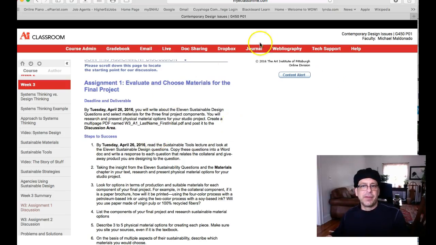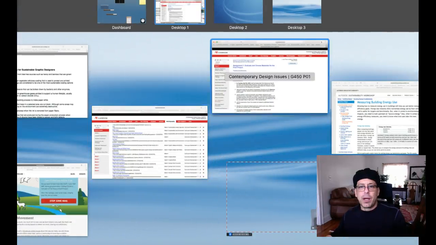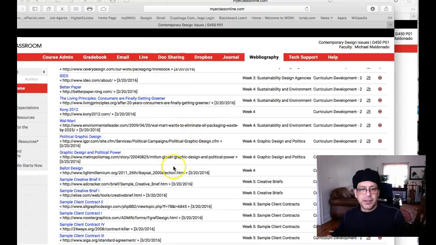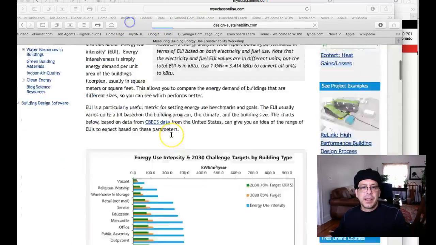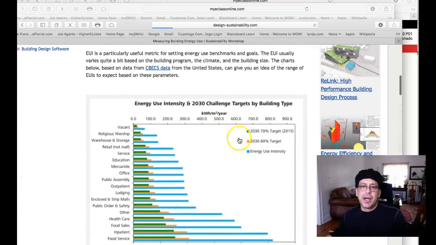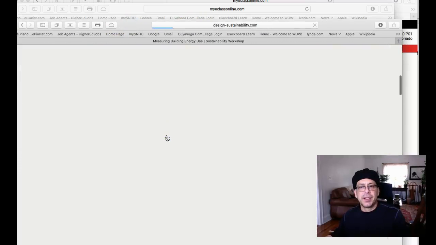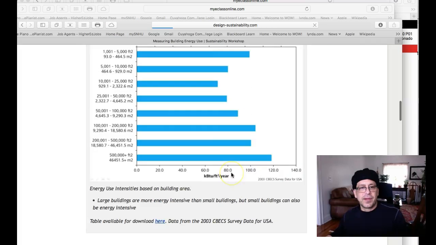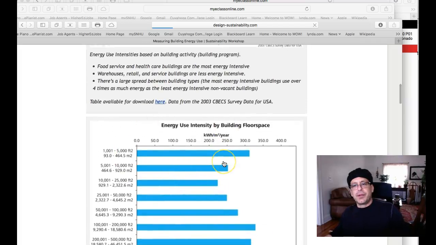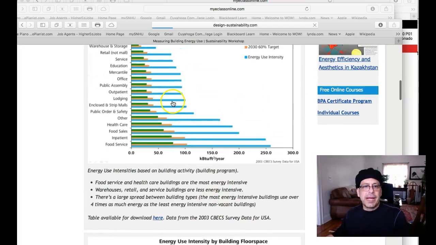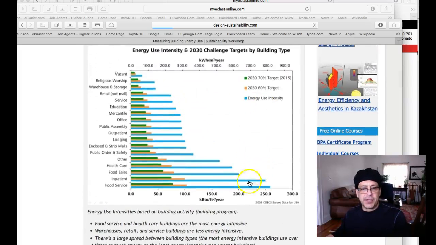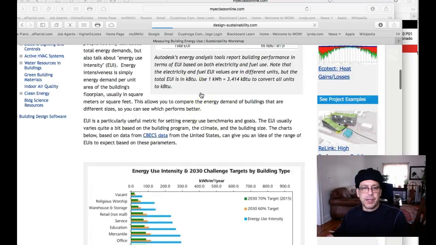I highly recommend visiting the webliography page, guys, because here's your 11 sustainable design questions. And look, guys, there is an entire presentation in here. So you guys should be able to look at this and say, wait a second, I can use this information. I think I'm going to show this graph in my presentation. So as long as it's applicable, you may have to redesign the graph and use your research in it, whatever the case may be.